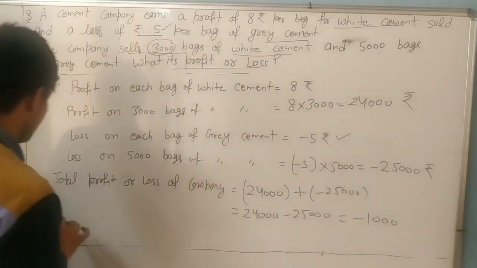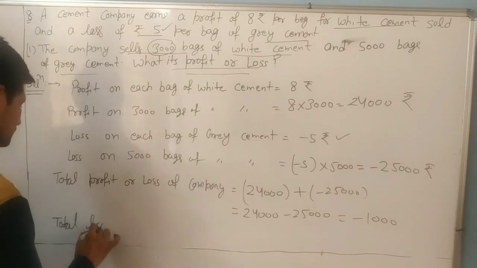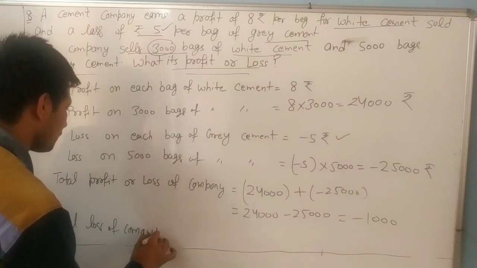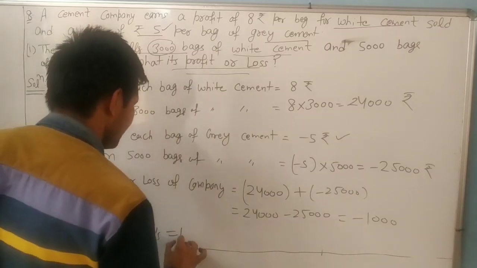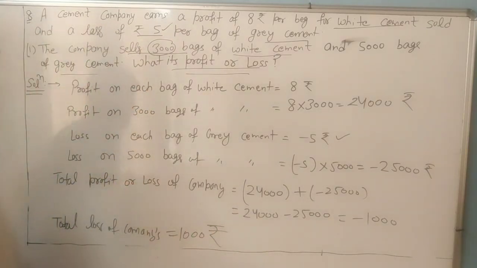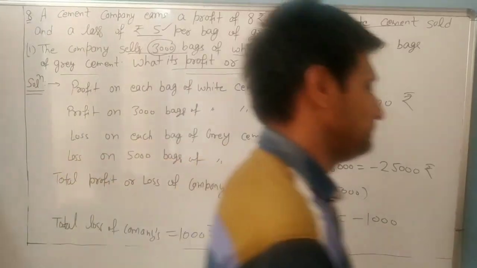So you can write: total loss of the company is how much? It is 1,000 rupees. How much, dear? It is 1,000 rupees. So please note it down now.